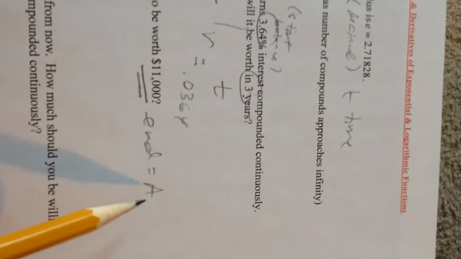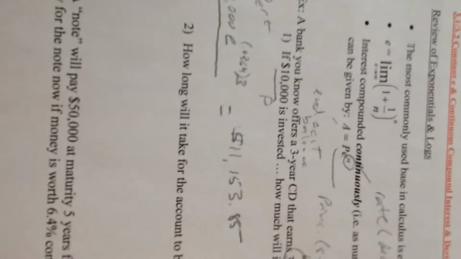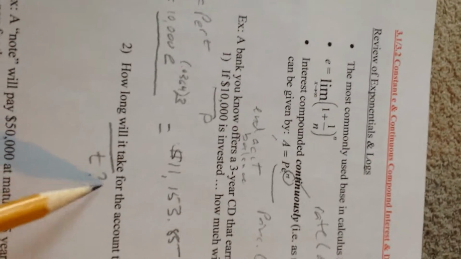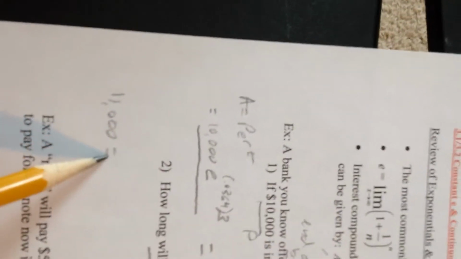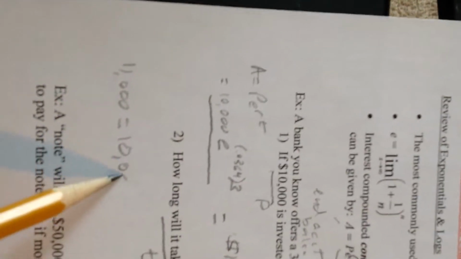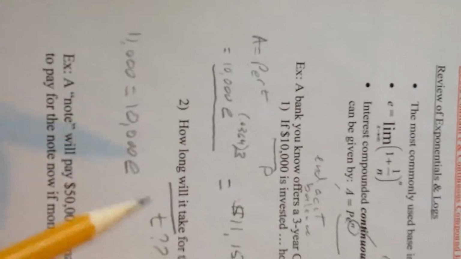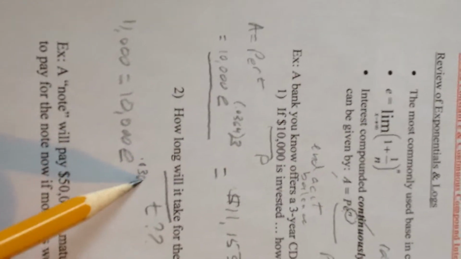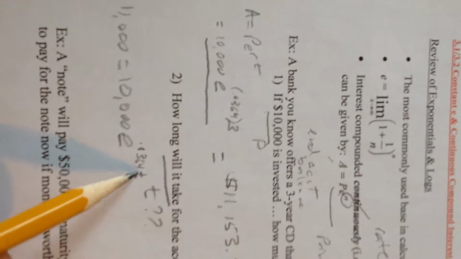So the next one: how long will it take for the account to be worth 11,000? So this is how much I am going to end with. That is my account balance at the end. And I'm asking how long will it take, so t is the question. So I now can use again the PERT formula, but now I have an 11,000 on this side. I still am starting with the 10,000, and I'm just wondering at 3.64%, how long will it take?